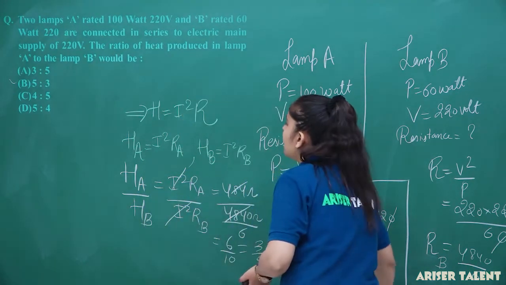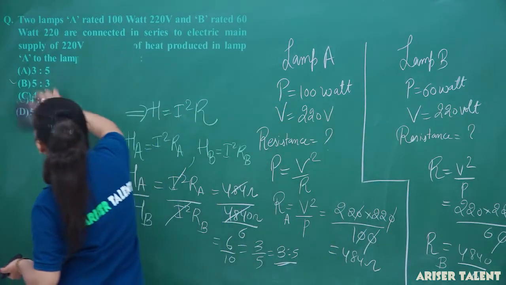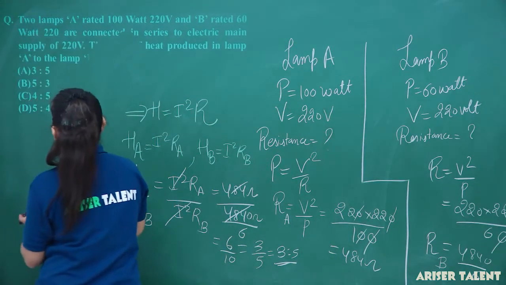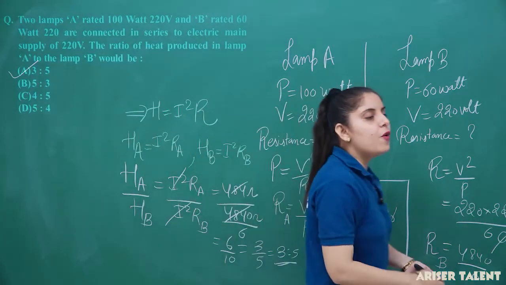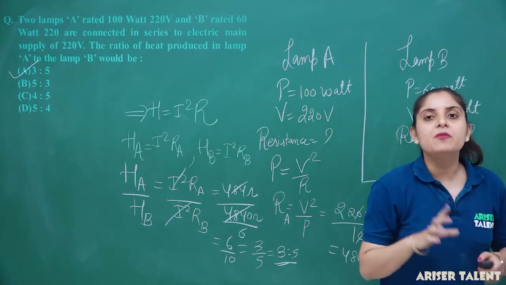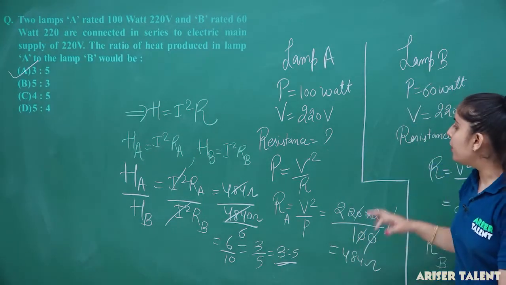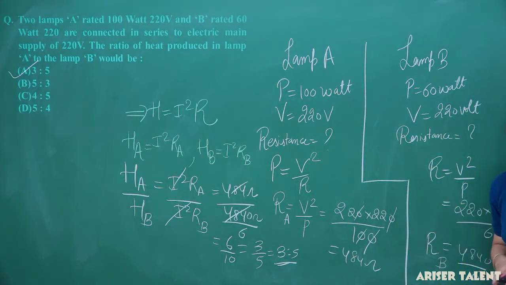Which is the correct option here? A, 3:5 is the correct option we have. The heat produced is basically calculated by the formula I square R, but for that you have to calculate the resistance in both the cases first. So, just copy this solution from here.